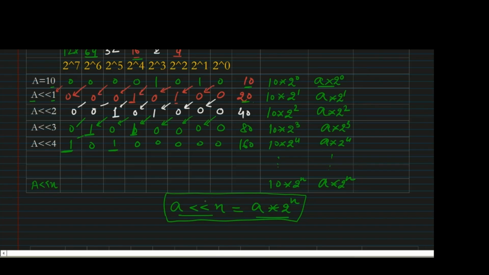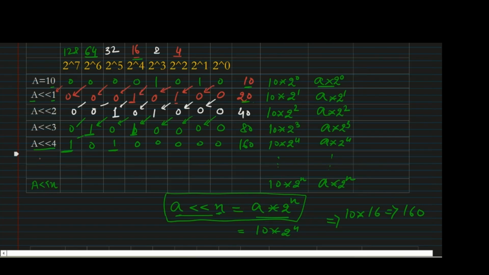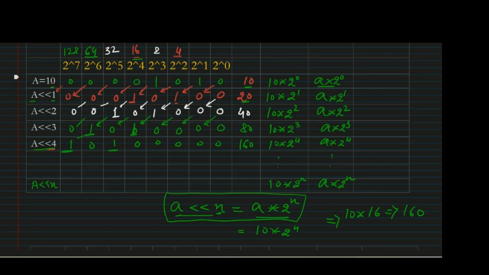So let's do a quick dry run. Let's say I want to shift A 4 times towards left, where A is 10. So now let's replace A by 10 and N by 4. So what will it be? It will be 10 into 2 raised to the power 4, which is 10 into 16, which gives us 160. That means shifting A towards left 4 times, keeping A equal to 10, will give us 160, and we have got 160 from here.